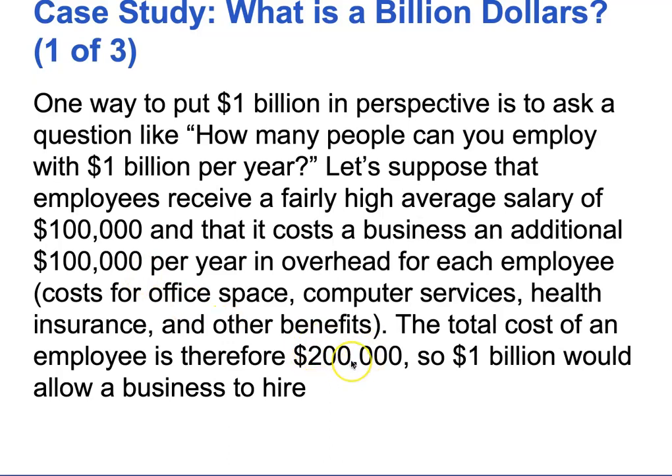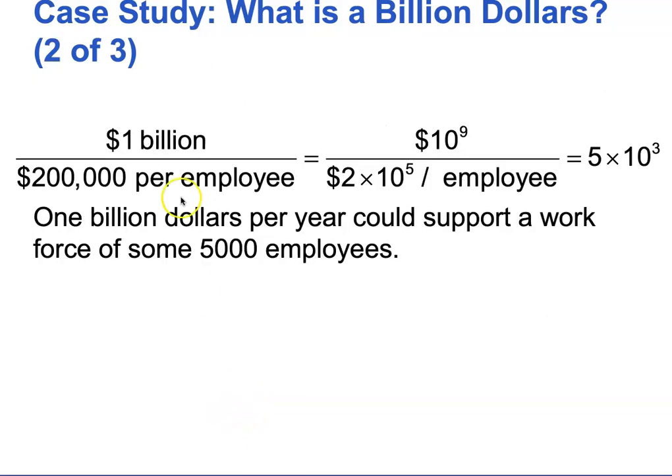The total cost of an employee is therefore $200,000 because they get a salary of $100,000, and then you have to pay this per employee also. So $200,000 is the total cost, and 1 billion would allow the business to hire how many? So you would take the 1 billion, divide it by the 200,000 per employee, and write it in scientific notation. 1 billion is 10 to the 9th. And 200,000 per employee, moving the decimal from the right, you would go over 5 spaces, so it would be $2 times 10 to the 5th. When you divide this out, you get 5 times 10 to the 3rd. If you move that over, $1 billion per year could support a workforce of 5,000 employees.